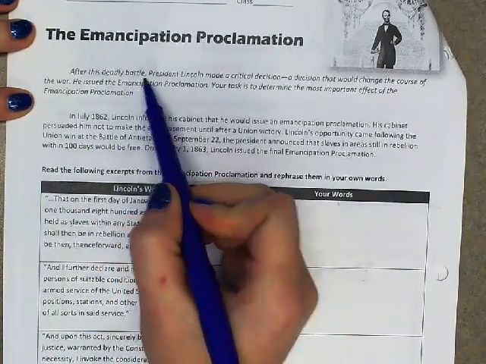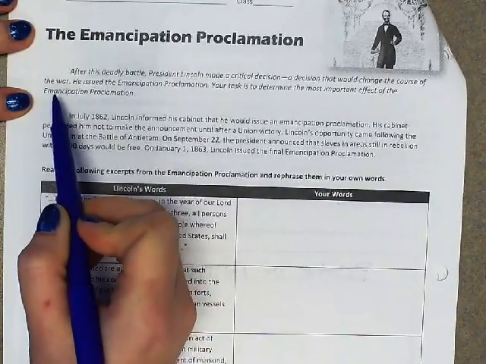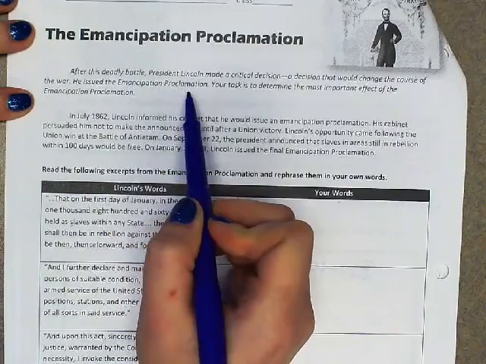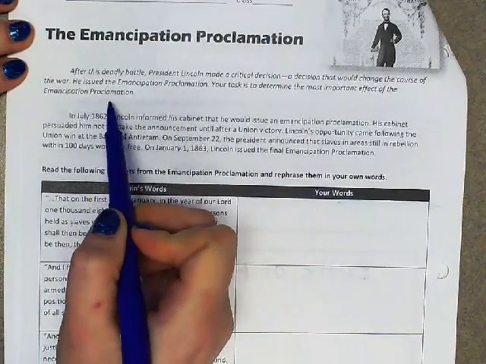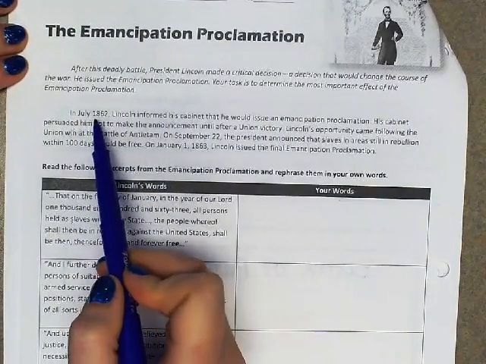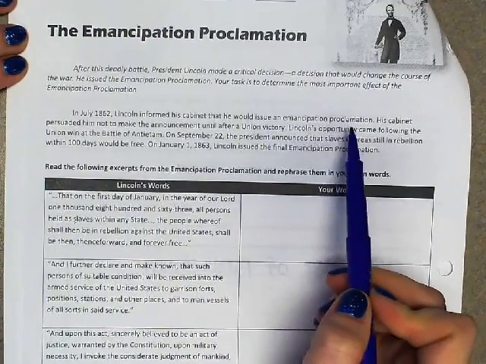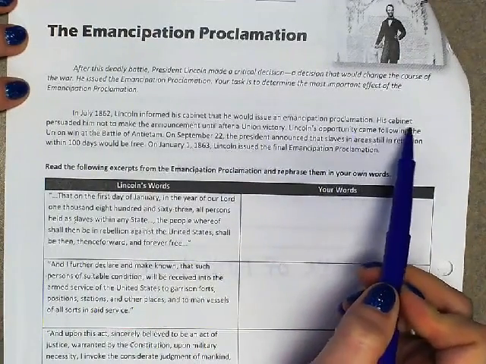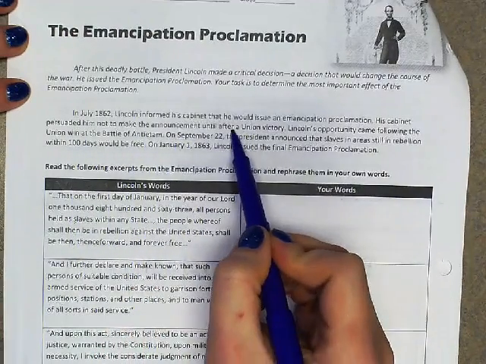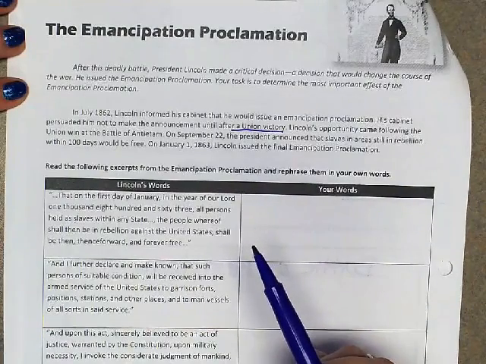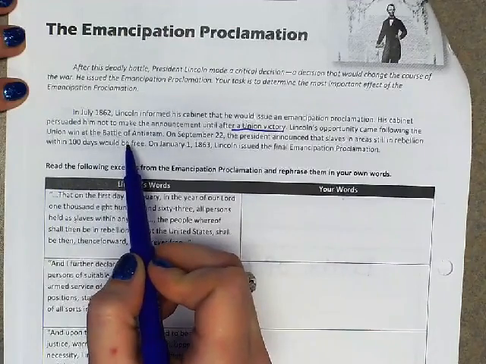After this deadly battle, President Lincoln made a critical decision, a decision that would change the course of the war. He issued the Emancipation Proclamation. Your task is to determine the most important effect of the Emancipation Proclamation. In July 1862, Lincoln informed his cabinet that he would issue an Emancipation Proclamation. His cabinet persuaded him not to make the announcement until a Union victory. And guess what? Antietam is that Union victory. Lincoln's opportunity came following the Union win at the Battle of Antietam.